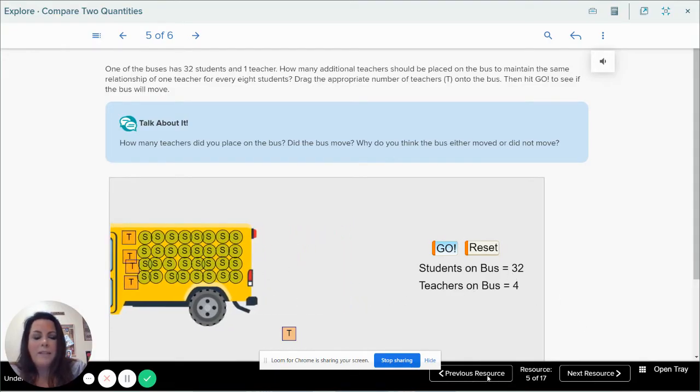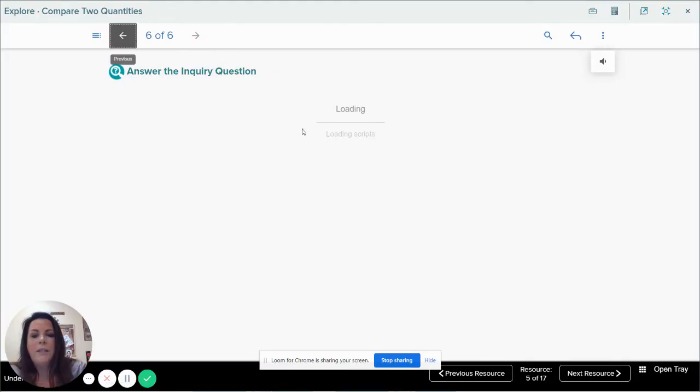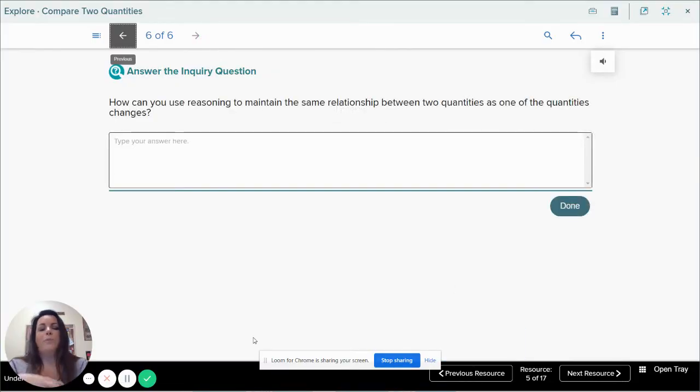The biggest thing to think about when we're talking about ratios is we need to do the same thing to both parts of the ratio. So when we're asked the question again, how can you use reasoning to maintain the same relationship between two quantities as one quantity changes? Whatever you do to one, you have to do to the other. It's super important that if you adjust one side of the ratio, you do the exact same thing to the other. You want to think of ratios as like a scale. If we put too much stuff on one side of the scale, it'll tip. We need to have it balanced. So whatever I add to one side of the scale, I have to add to the other.